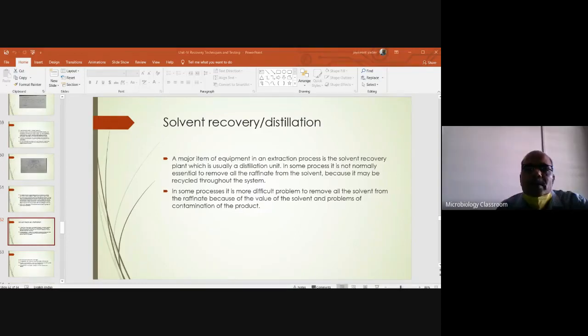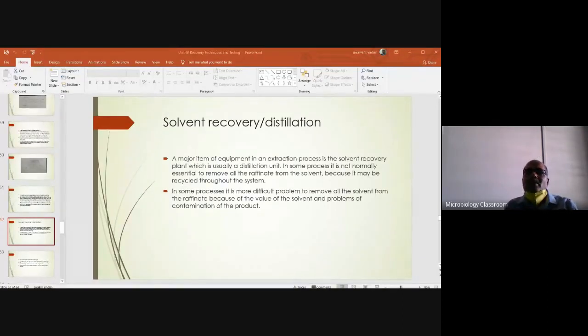Okay, last time we were discussing the recovery of the fermentation product, and in this recovery we were discussing the solvent extraction technique or liquid extraction. In solvent extraction, we have seen one of the most efficient techniques, called the Podbielniak countercurrent solvent extraction system. The next question arises: the solvent which is used, we have to remove that solvent.